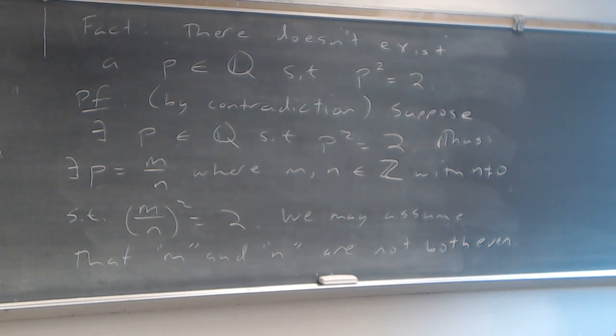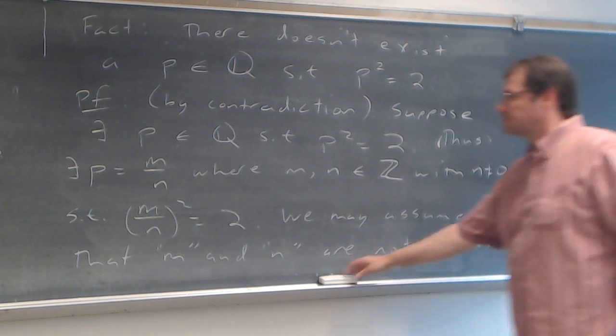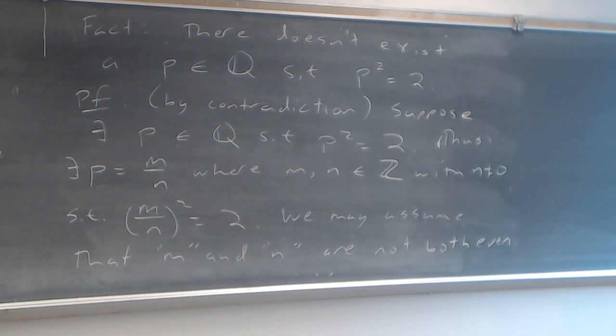canceling. So we're just going to say, well, m over n is a representation of p, and m and n can't both be even. As I said, because we could reduce it. We could reduce m over n. So we're looking at the reduced form.